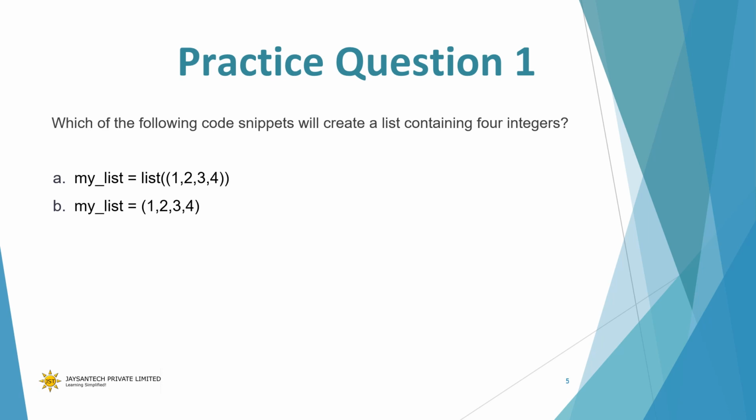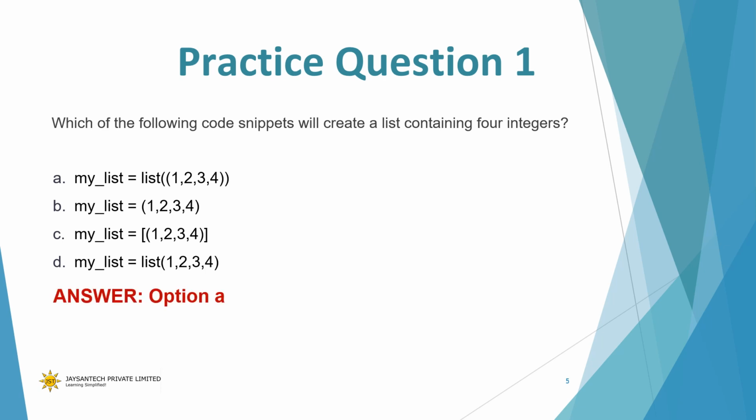So this is wrong. The third option, here you are using the square brackets, good, but you are storing 1, 2, 3, 4 inside parentheses again. So this will make it a tuple. So here basically the list will contain one tuple which has 4 integers, which is wrong. And the last option, you are passing a list and just passing comma separated integers. This is wrong and this will create a syntax error. So the answer is option A.